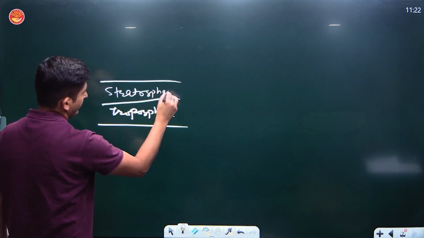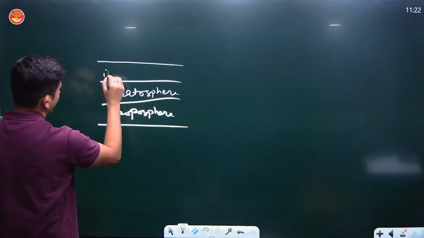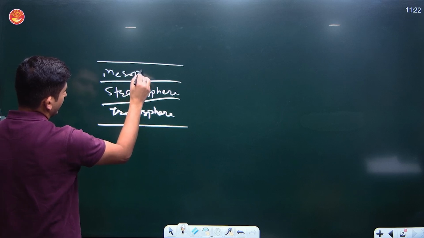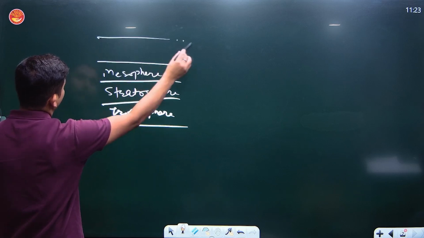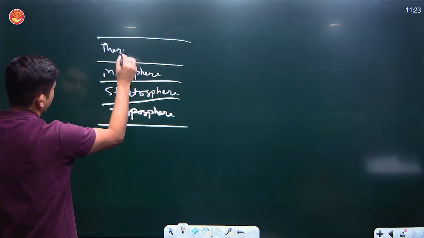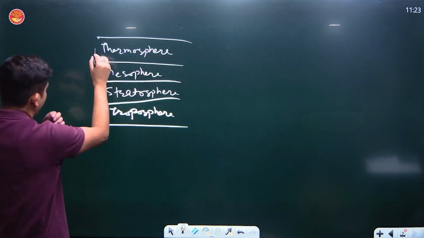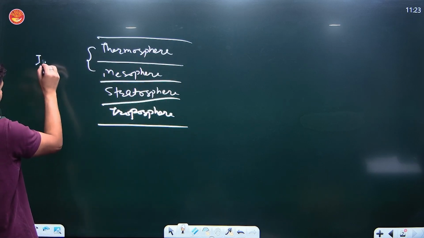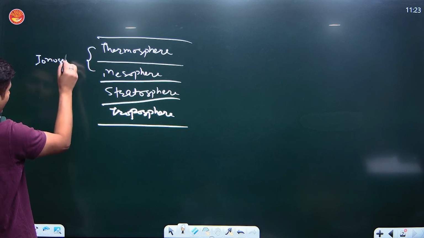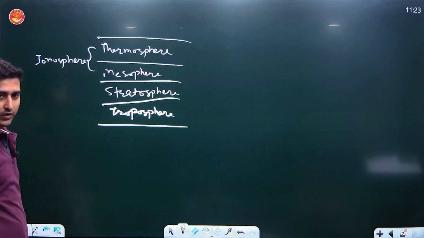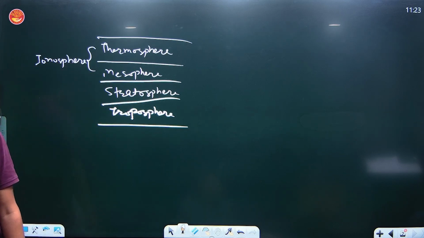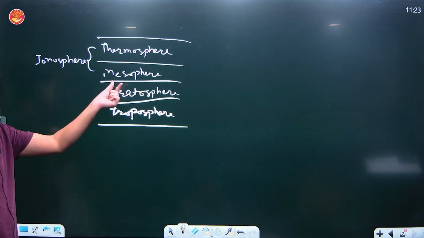Okay, this is your mesosphere, and then you have the thermosphere, and there are the boundaries that are there. Beyond this thermosphere you have the exosphere, and here you have the ionosphere, if you remember. In the ionosphere we have D, E and F1 and F2 layers. We have studied these things. उस पे जाने की जरूरत नहीं है.